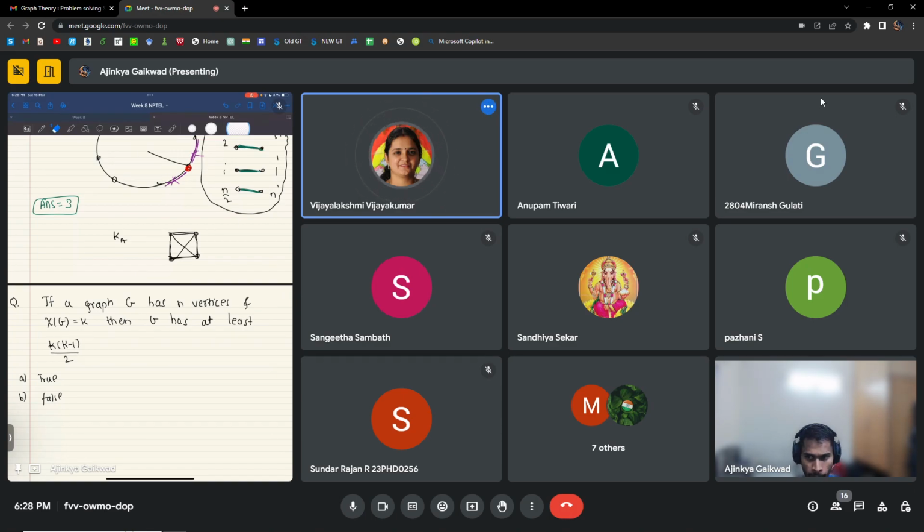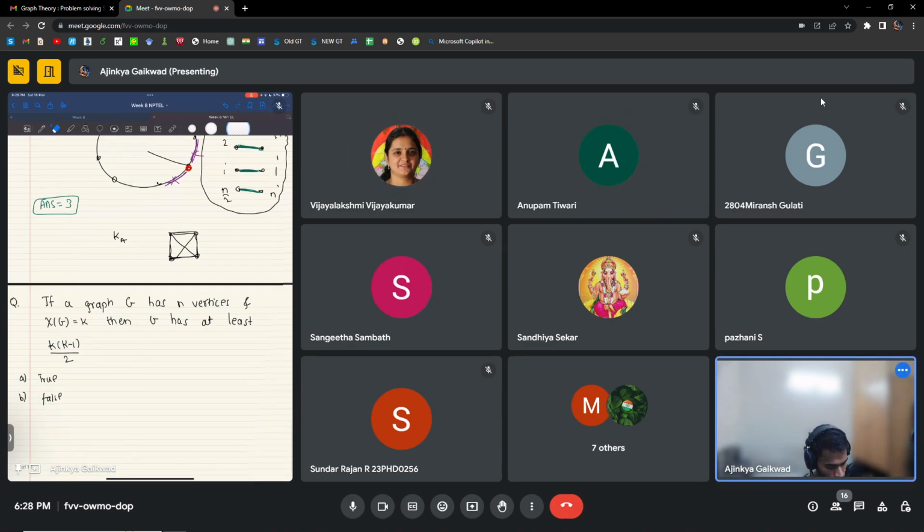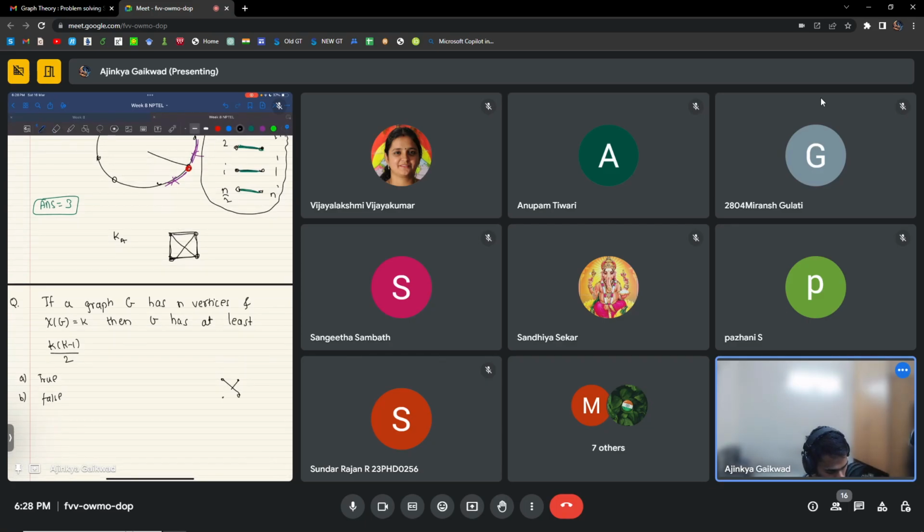Can we use that? So that is true, but this is a false statement for a bipartite graph like K22. Okay, let me draw K22. So what is chi of G for this graph? 2. How many edges does it contain? Is it at least 2 into 2 minus 1 by 2? Yes, right?